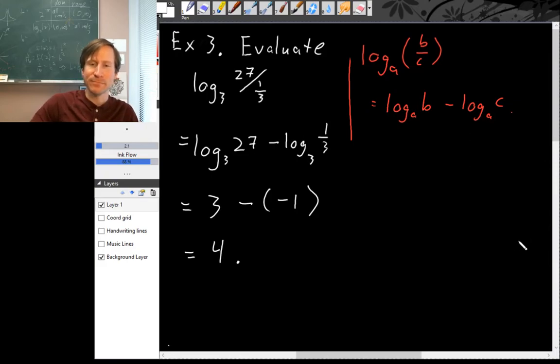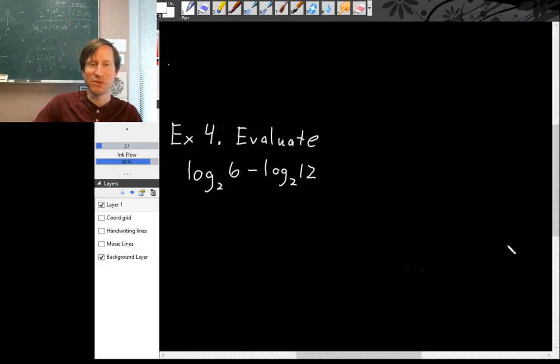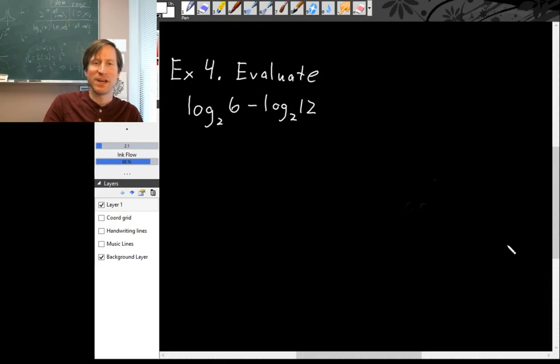Okay, let's look at one last example. Let's evaluate log base 2 of 6 minus log base 2 of 12. So if you think about evaluating this directly, what power of 2 would give you 6? There's some power of 2 that would give you 6, but it's not a very nice power, so the best we could do is to approximate log base 2 of 6. Same thing for log base 2 of 12. So individually, these logarithms are pretty nasty.